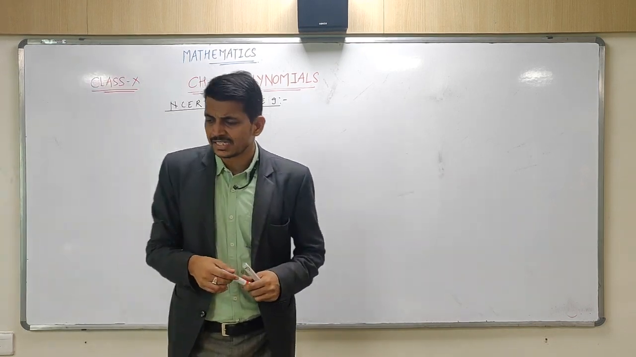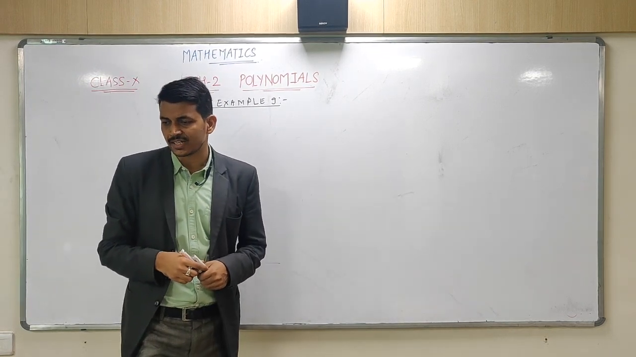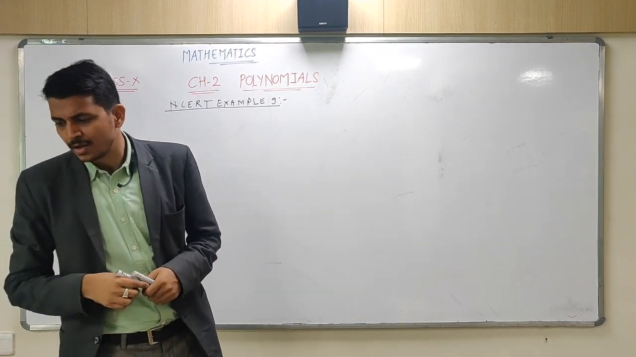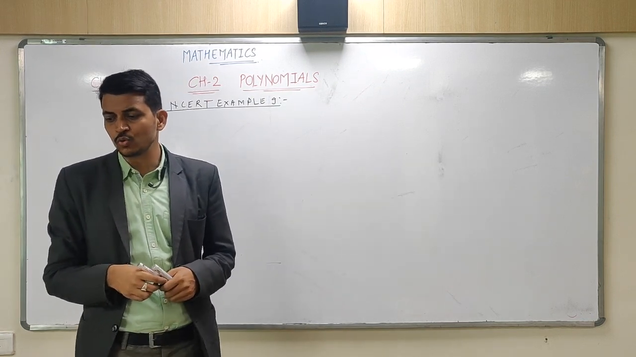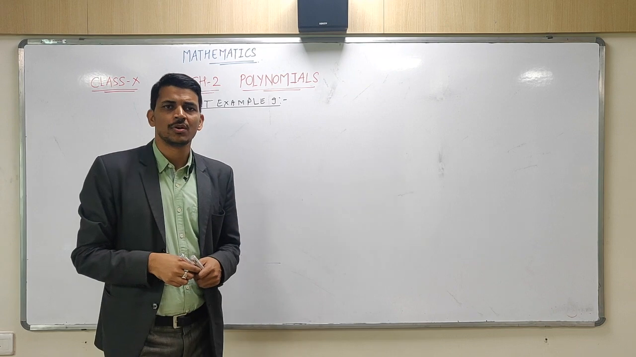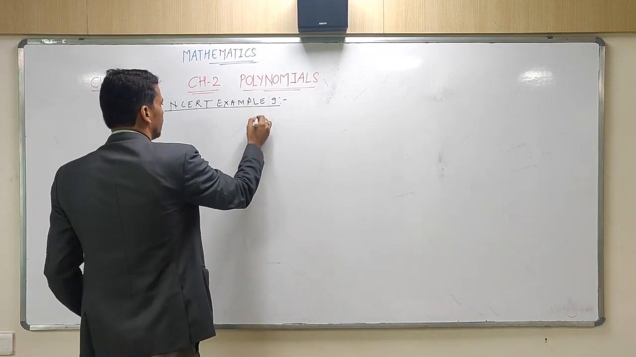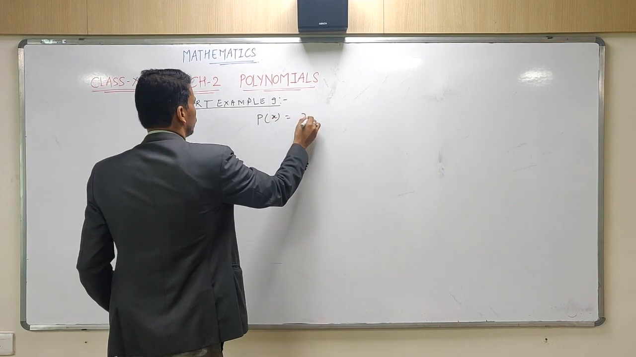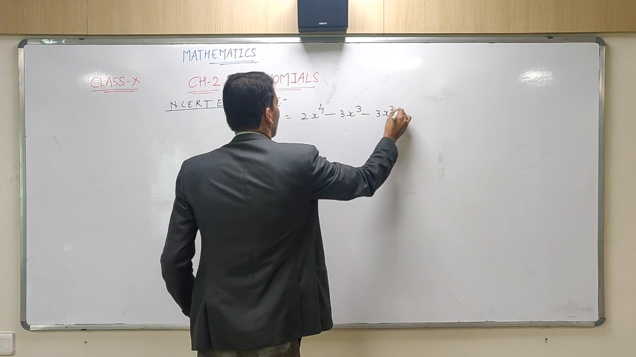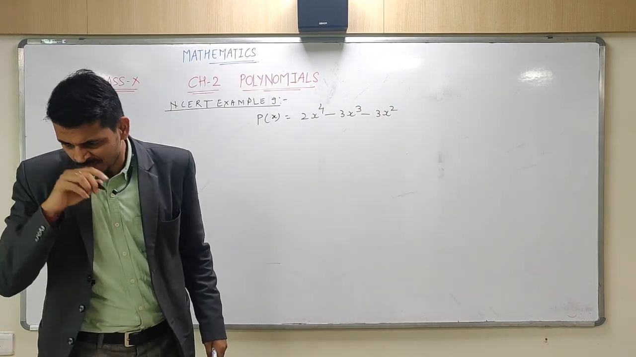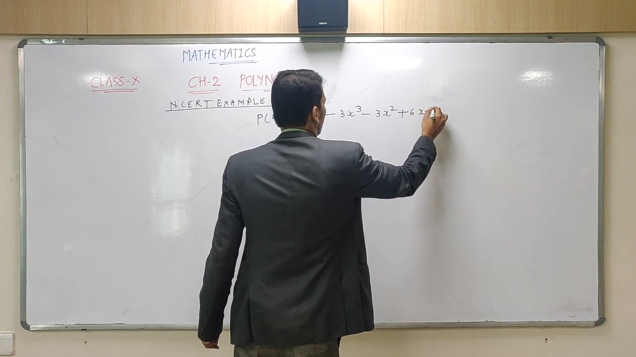Example number 9 is given to us: find the zeros of 2x to the power 4 minus 3x cube minus 3x square plus 6x minus 2, if we have two zeros, root 2 and minus root 2. So we can say our p(x) is 2x to the power 4 minus 3x cube minus 3x square plus 6x minus 2.